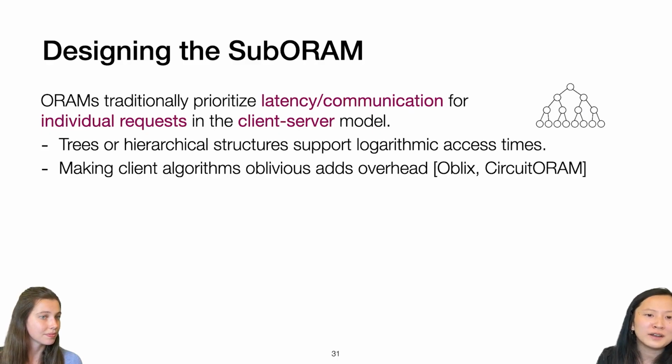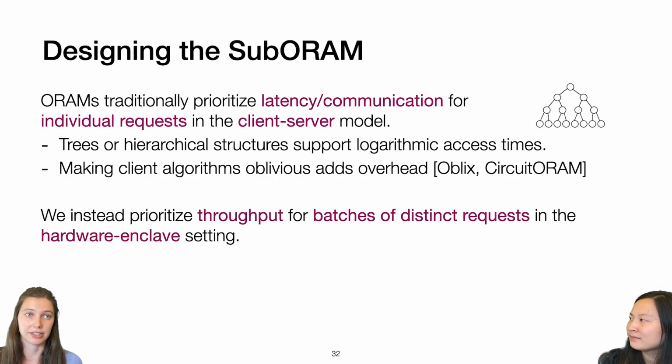Traditional ORAMs in the literature prioritize latency and communication for individual requests in the client-server model. This means that they usually end up using trees or hierarchical structures that support logarithmic access times. Making these client-side ORAM algorithms oblivious adds quite a bit of overhead, and it's also not quite the right fit for our setting since Snoopy is targeting the high throughput regime. So we instead prioritize throughput for batches of distinct requests in the hardware enclave setting. This means that we don't really need the logarithmic access times that prior work prioritized, and so we're free to come up with an entirely different solution.